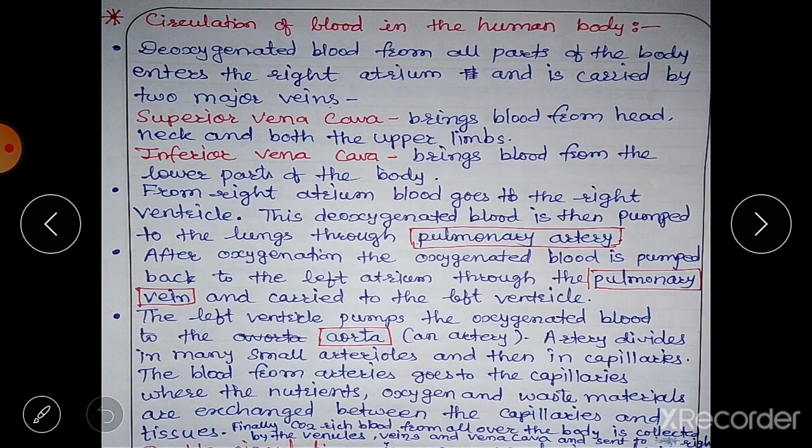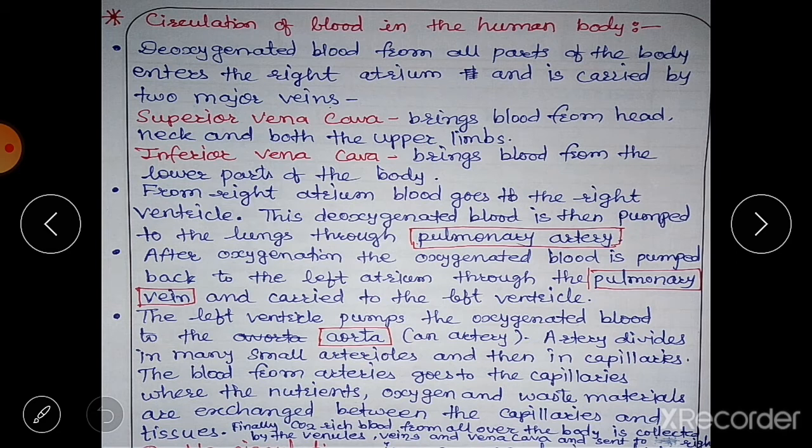What happens in the capillaries? The blood from arteries goes to the capillaries, where nutrients, oxygen and other waste materials are exchanged between the capillaries and tissues. And finally the carbon dioxide rich blood from all over the body is collected by the venules, veins and vena cava. Before the lungs it goes to the heart first, then it is sent to the lungs for oxygenation. So this is all about the circulation of blood in the human body.